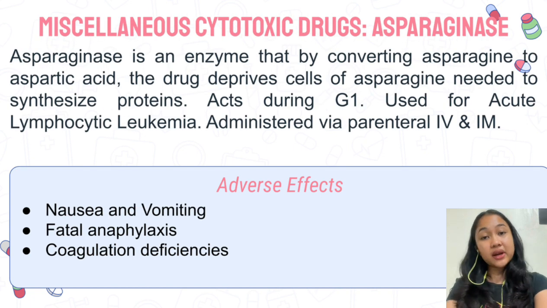Here we have asparaginase, an enzyme that, by converting asparagine to aspartic acid, deprives cells of asparagine needed to synthesize proteins, and it acts during G1. It is used for acute lymphocytic leukemia and administered via parenteral IV and IM. Adverse effects are nausea and vomiting, fatal anaphylaxis, and coagulation deficiencies.